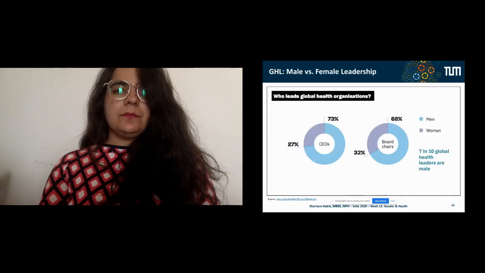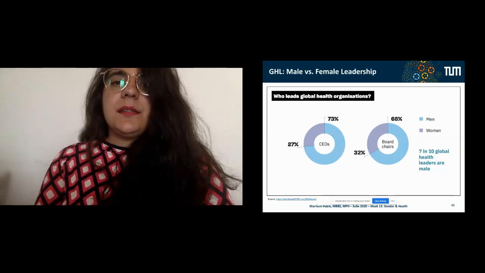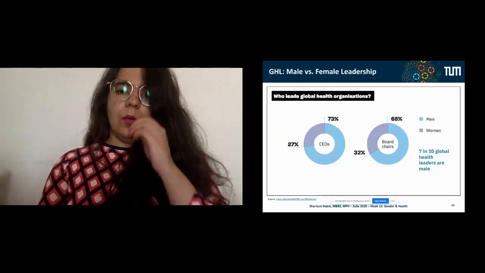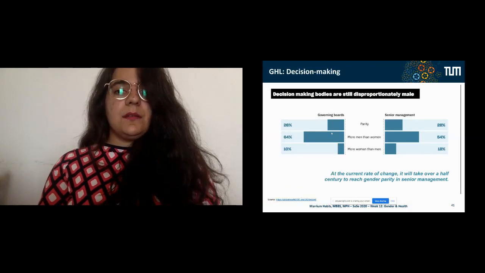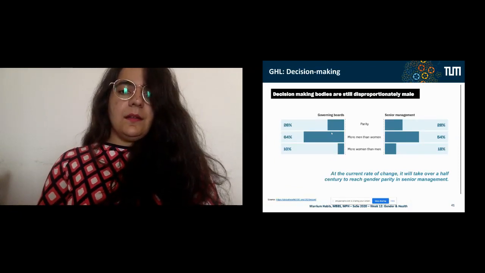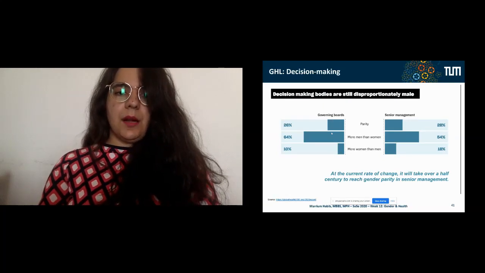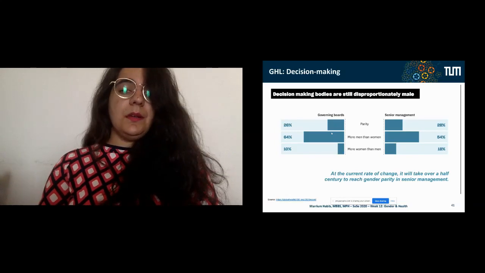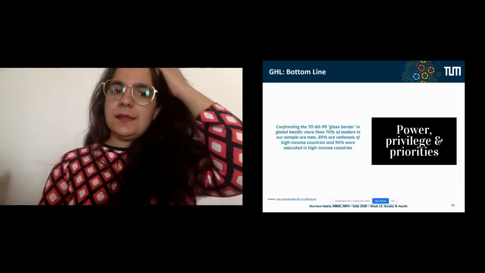When we look at parity for male and female leadership, we see that it is still overwhelmingly males who lead global health organizations. 73% of CEOs in global health organizations are male, and 68% of board chairs in global health organizations are also male. 7 in 10 global health leaders are male. Decision making bodies are disproportionately male, and we can see that in general there are always more men than women, and there is a lot less parity in governing boards and in senior management. At the current rate of change, it will take over half a century to reach gender parity in senior management.